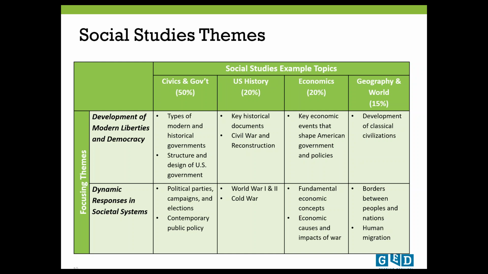Now, turning to the next one, dynamic responses in societal systems. That sounds like some pretty fancy terms, but really it's looking at how things changed based on some of the big events that were out there. How did we move from isolationism prior to World War II and the war machine that led us to victory against the Germans and the Japanese?